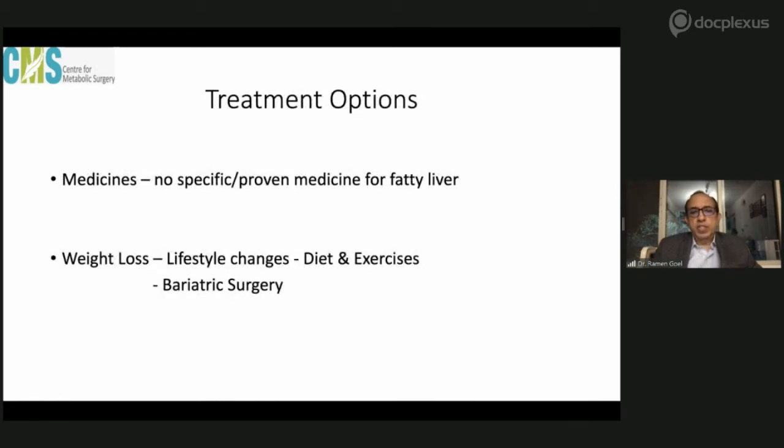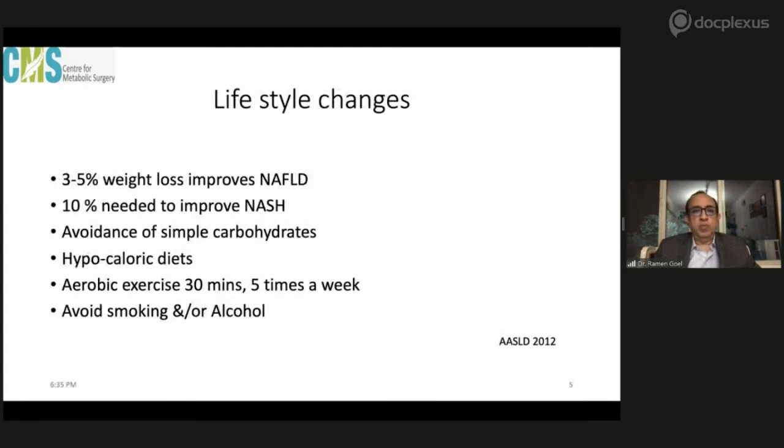Now, as mentioned, there are not many medicines to treat fatty liver. There are medicines which are used by Ayurvedic practitioners. There are medicines which are used for diabetes and also help in improvement of fatty liver. But there is no directly approved medicine for fatty liver treatment. So we are left with these two options: the person can make lifestyle changes to lose weight, or can have bariatric surgery to lose weight, and the fatty liver improves.